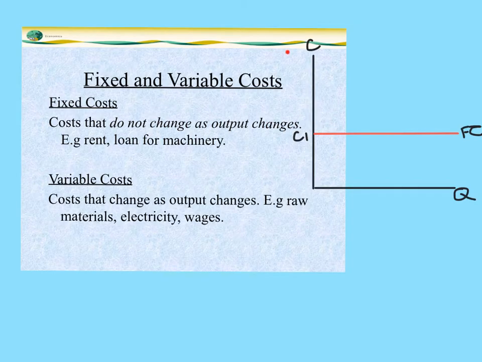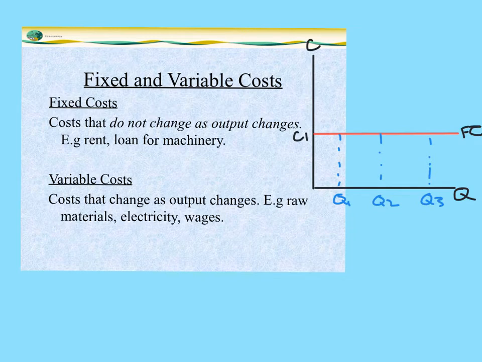So the first cost of production that we're going to look at is fixed and variable costs. The first one's fixed costs, and they are costs that do not change as output changes. To the right here, I have a little graph that represents fixed costs. You can see that C is on my y-axis and quantity is on my x-axis. Here is FC and C1. If we look at the various different quantities, Q1, Q2 or Q3, those costs do not change. So it stays fixed.